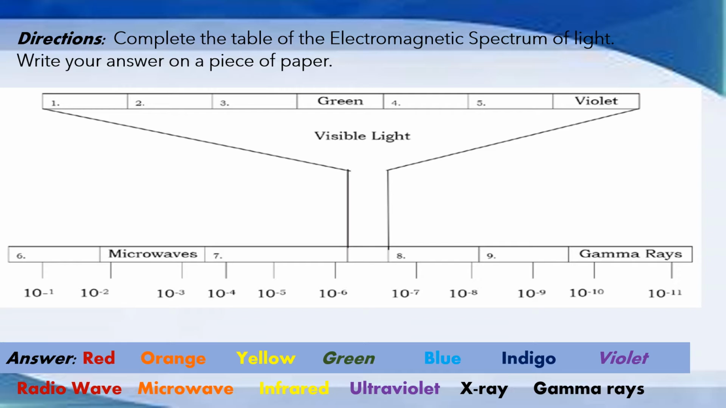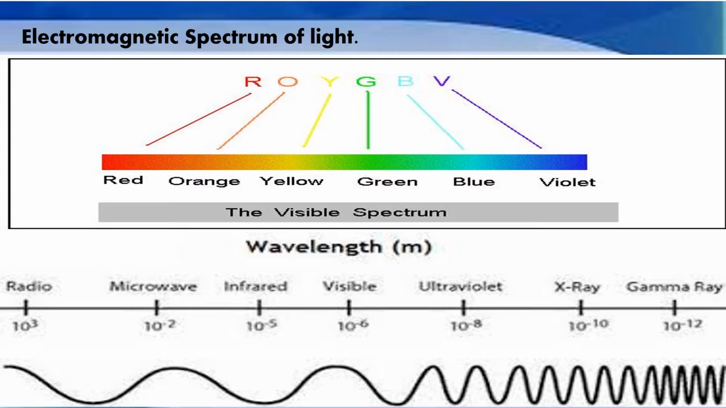So thank you. Now, to start with, this is showing you the electromagnetic spectrum of light. So this is how the colors are arranged. You have the red, orange, yellow, green, blue, and the violet. Okay? And also the corresponding wavelength.